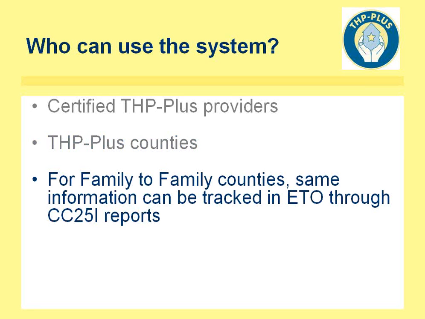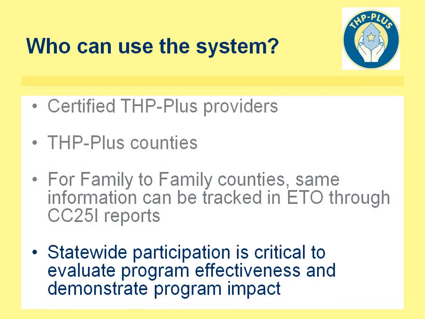I also want to mention that counties that are participating in Family to Family are able to track the same information in the Efforts to Outcome database using the assessments for the California Connected by 25 initiative. So if you are a Family to Family county and you are already using ETO and you want to use the CC25I reports instead, that will collect the same type of information. That information from the CC25I system will then be exported and combined with the information from this THP-Plus participant tracking system so that we can analyze the data across both systems to have statewide information.